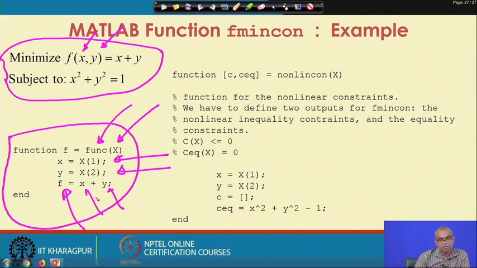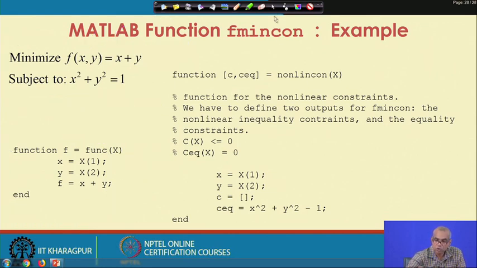While fmincon solves this optimization problem, it will send the trial vectors x, which contains small x and small y, to this function file func, and the value of the objective function f will be evaluated and returned to the fmincon solver.